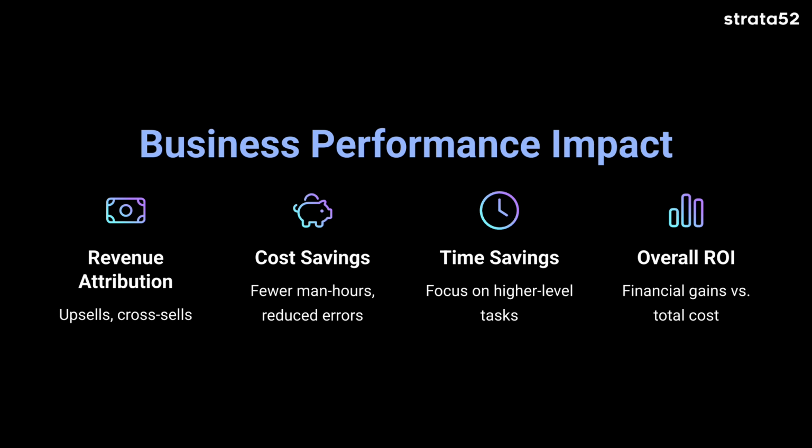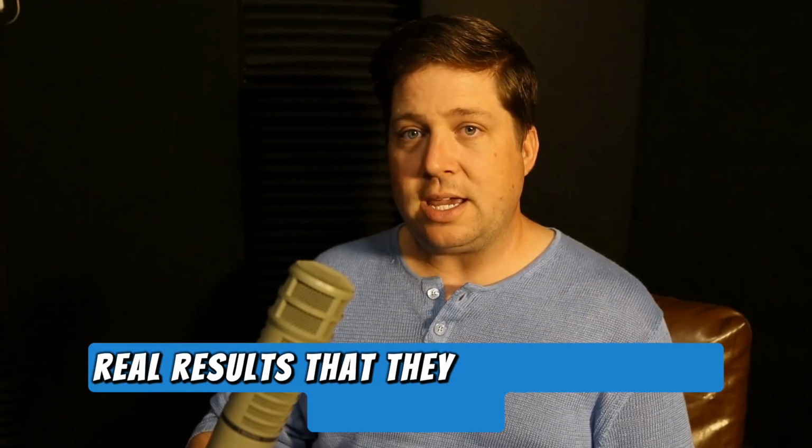And then the fourth example is the overall ROI. This is where you measure the financial benefits, that is the increased revenue, reduced costs, against the total cost of ownership: the software licenses, the implementation fees, the training expenses, etc. Setting these kinds of financial and operational targets helps you keep your AI projects laser focused on what matters to the SMB, real results that they can see in their bottom line. So that wraps up business performance impact, and next is operational efficiency.